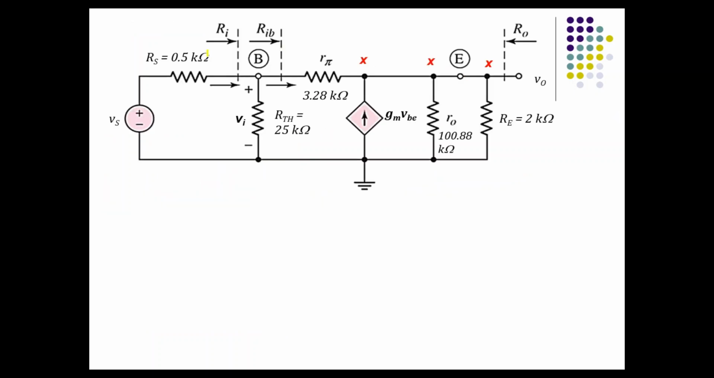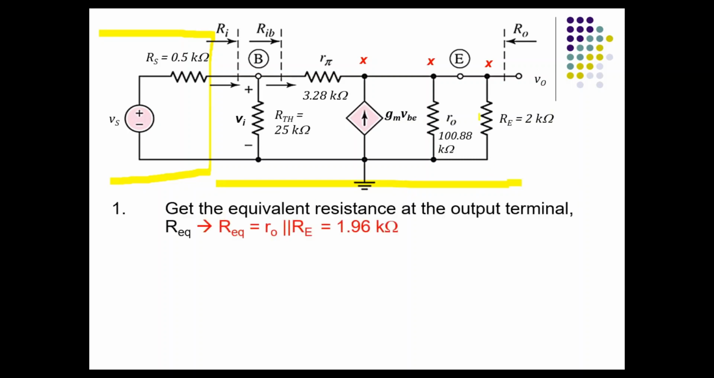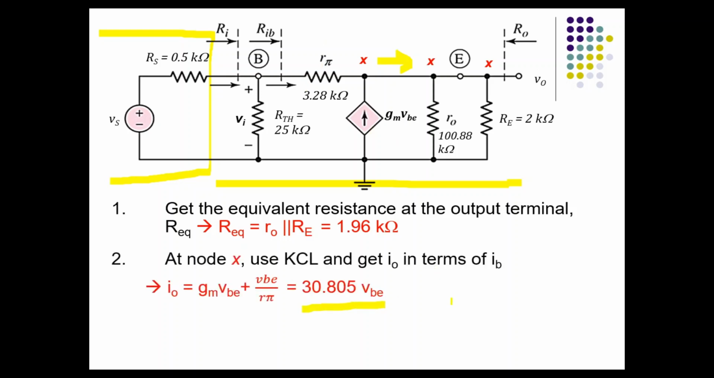So if we go back to the circuit just now, we just ignore this part first. We just concentrate from this point onwards. The first step is the R equivalent. So R0 parallel with RE is 1.96 kilo ohm. Next step is the current I0 over here, which is equivalent to GM VBE plus VBE over R pi, and this is what I obtained.